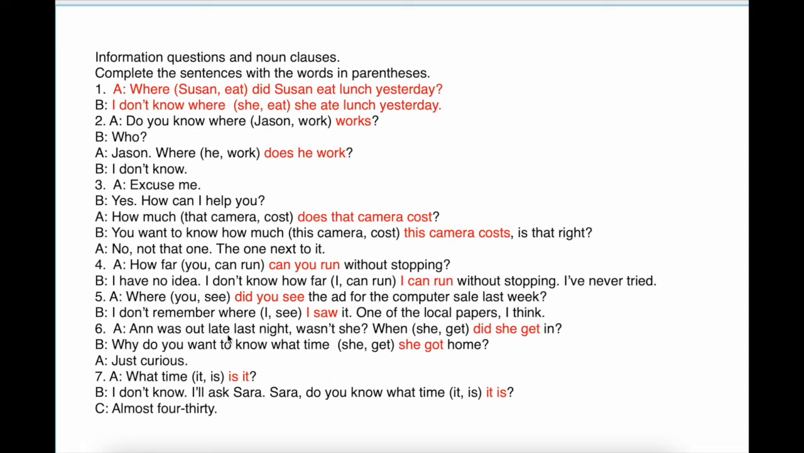Anne was out late last night, wasn't she? Tag question, remember. When did she get in? Information question. Why do you want to know what time she got home? What time she got home? This part is the noun clause. Just curious. What time is it? Information question. I don't know. I'll ask Sarah. Sarah, do you know what time it is? Almost 4:30.